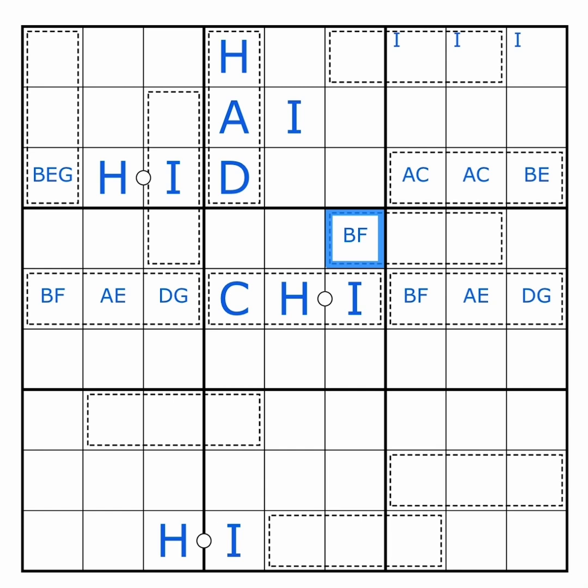It's not a C, it's not the H, it's not the A. That leaves only B and F. This would be E or I, or possibly A. This would be G or D. So we have a DG pair in the box.